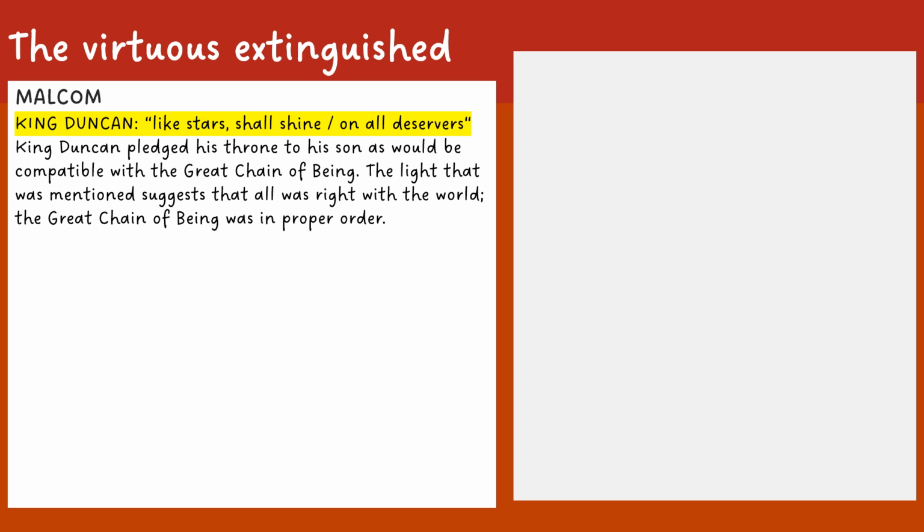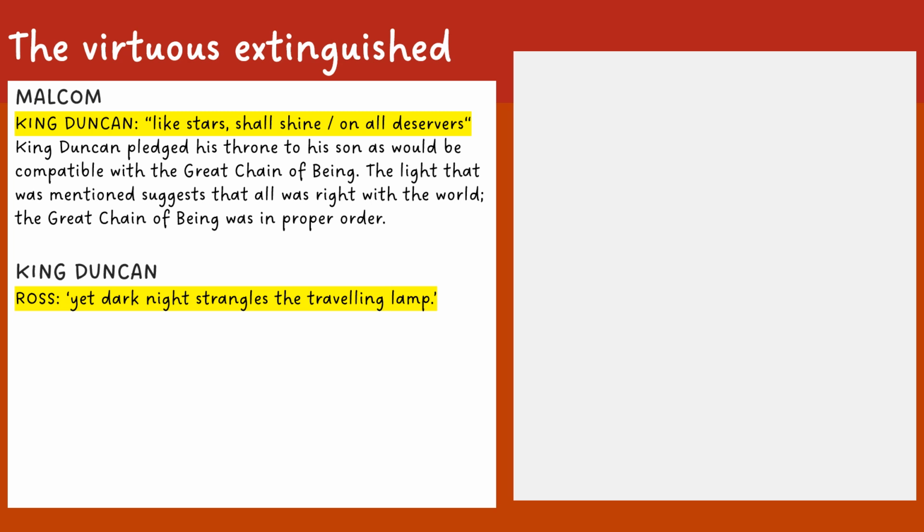Now, what we have here is, through the decree of King Duncan that Malcolm will succeed him, we have got an orderly world. That is how the world should be, because no one had the right to question the motives of a king. Therefore, what we've got here is Shakespeare supporting the existence of the belief of the great chain of being.